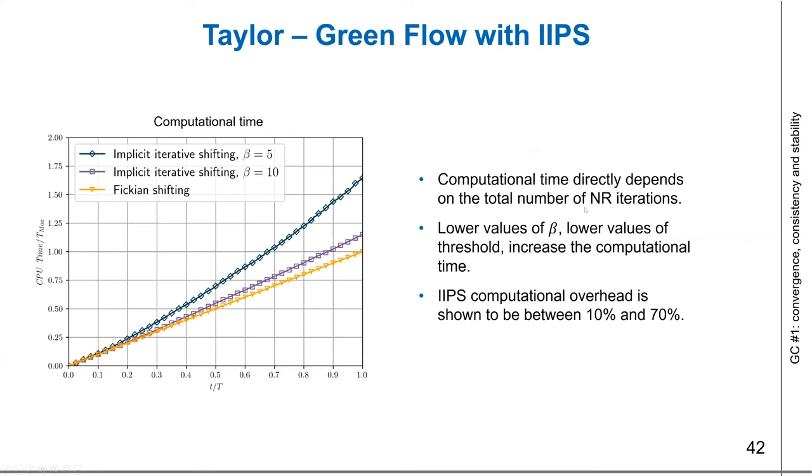Okay, but then the question is, how much does it cost in terms of computations? Well, not much. In comparison with the explicit shifting model, the implicit iterative shifting was, I don't know, 10-15% more expensive if beta was equal to 10, and it was 70% more expensive if we were more ambitious in terms of the maximum error we were allowing in our domain.